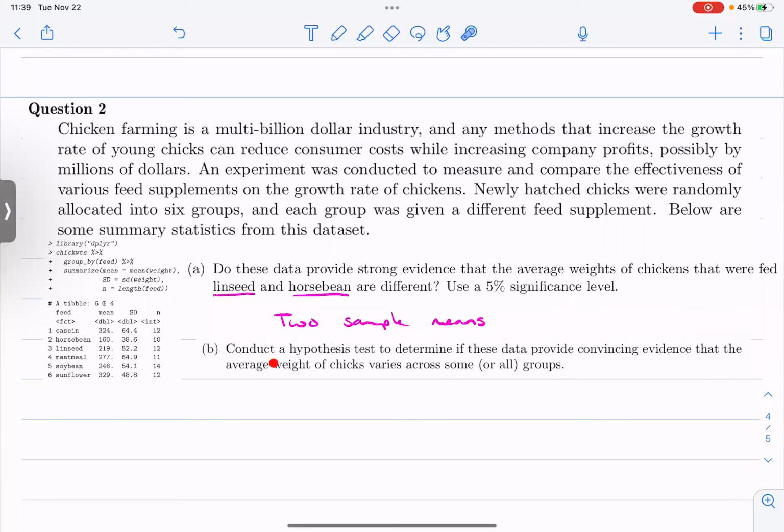But then, of course, the follow-up is conduct a hypothesis test to determine if these data provide convincing evidence that the average weight of chicks varies across some or all groups, right? And so that's going to be the ANOVA, right? Because I'm comparing more than 2 groups.